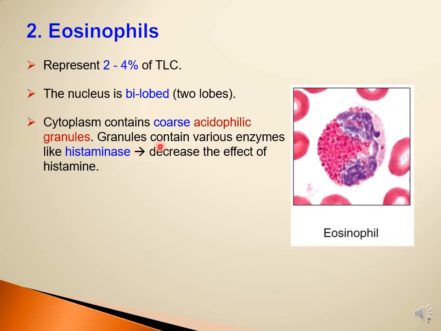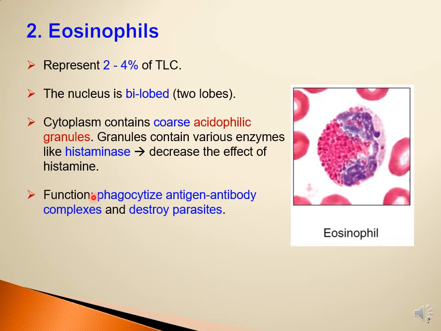These granules contain various enzymes, mainly histaminase. This is an enzyme that breaks down histamine. Histamine is one of the main inflammatory mediators, especially during allergic reactions. So if the eosinophils release histaminase, this will break down histamine and decrease the effect of histamine during allergic reactions. What are the functions of eosinophils?